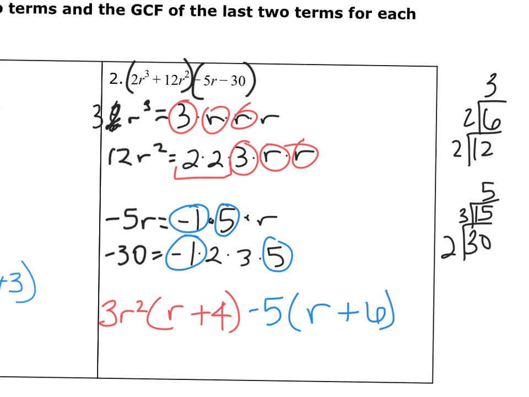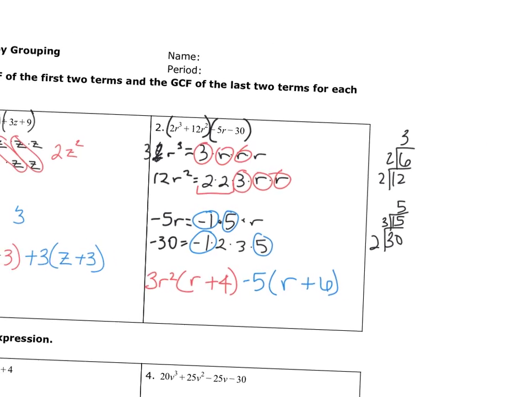What'd you get? Plus 4, because 2 times 2 is 4. Wait, how'd you get 6? Because 2 times 3. Oh, yeah. 2 times 3 is 6. That's how I got that 6. 2 times 2 is 4. That's how I got that 4. Good questions. So we're going to put whatever's left over back inside the parentheses, right? That's right too. So that's your answer.